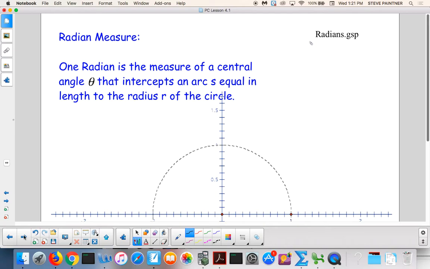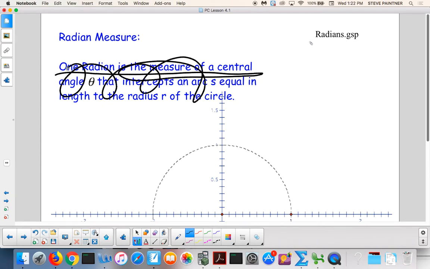Ready? Radian measure. Somebody out there just tell me what it is. Measures central angle theta that intercepts an arc equal to the... In your own words. Zach, go ahead. Is that how many times it goes around the circle? You guys dealt with radians for 2 months last year. It was a long time, but it was still long. I know what it is, I just don't know how to explain it.